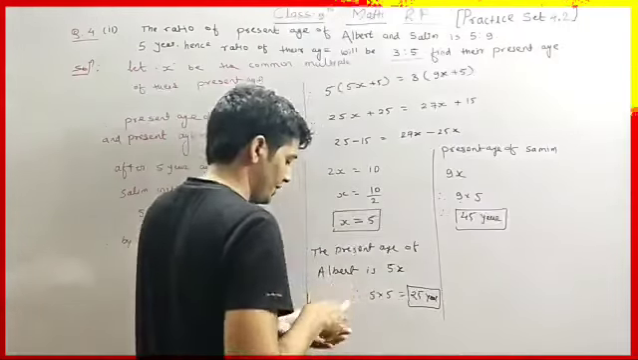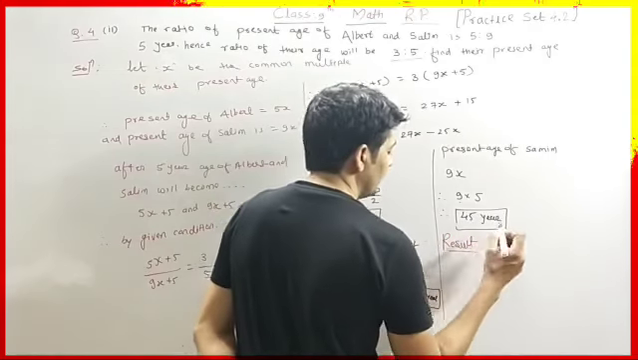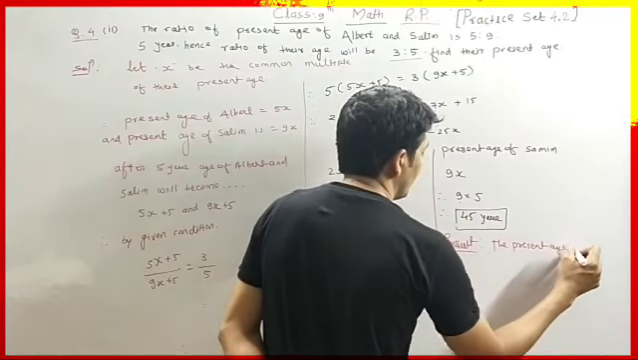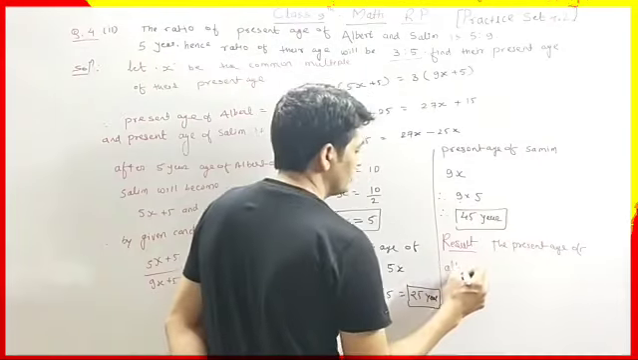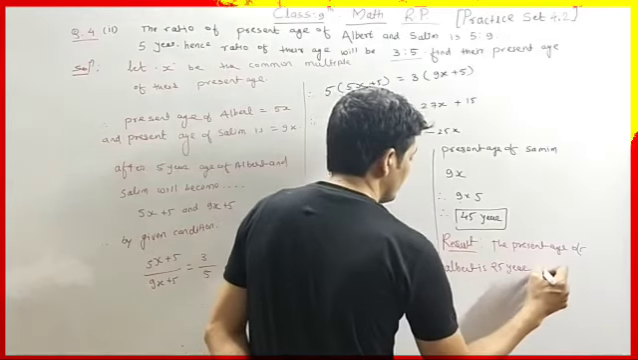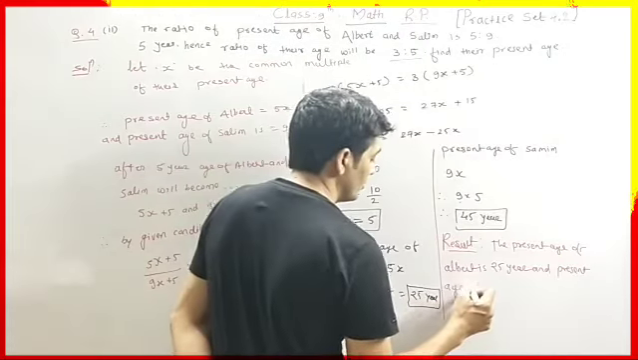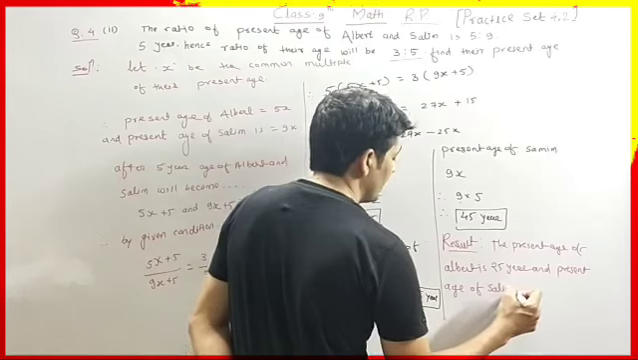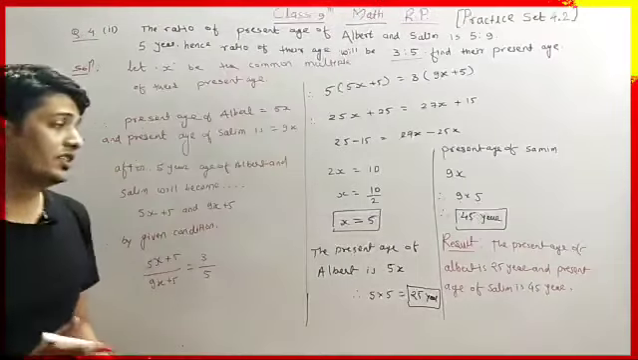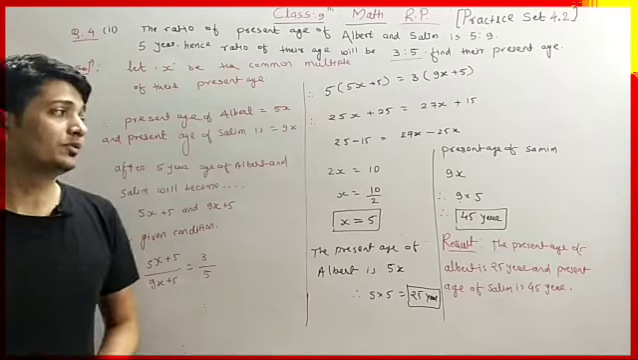So we write the result. The present age of Albert is 25 years, and the present age of Salim is 45 years. Okay, so this is the answer. In this way you have to solve the problems. Write down this one also.